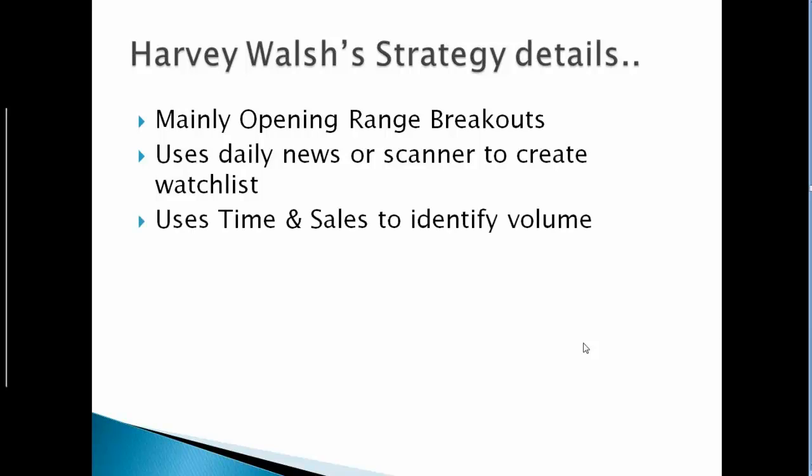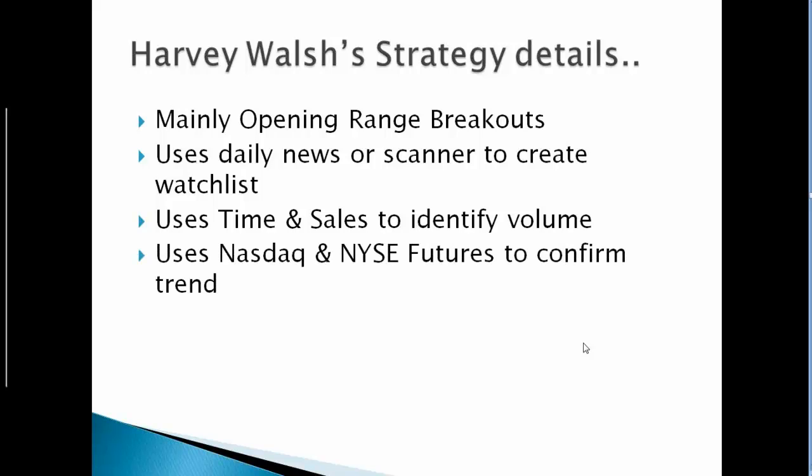He uses time and sales to identify volume. So I'm going to run through time and sales in a minute, but basically he uses time and sales to identify the volume of the trade, or whether the trade is going to keep on going in the direction he wants it to go, which is obviously into profit. He uses NASDAQ and NYSE futures to confirm the trend. So if he's going short, he'd want the NASDAQ and the NYSE futures to also be dropping, and if he's going long, he wants the NASDAQ and NYSE futures to confirm the uptrend.